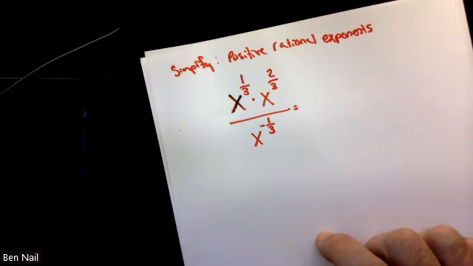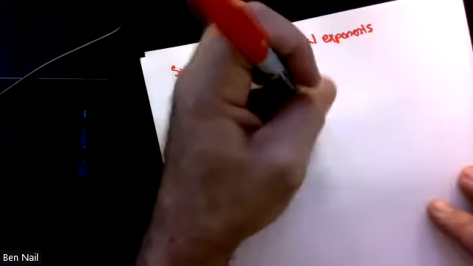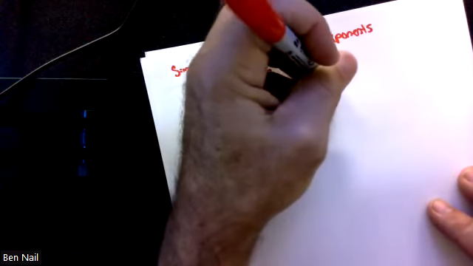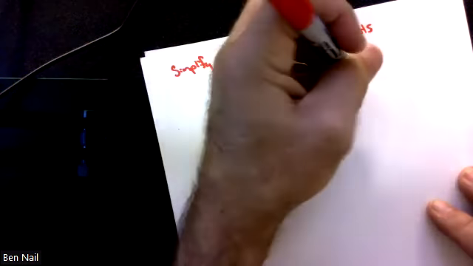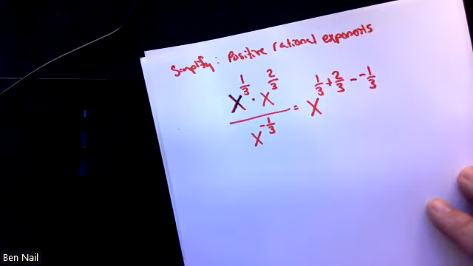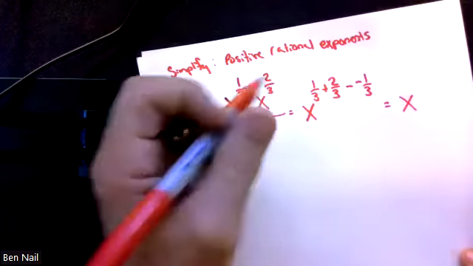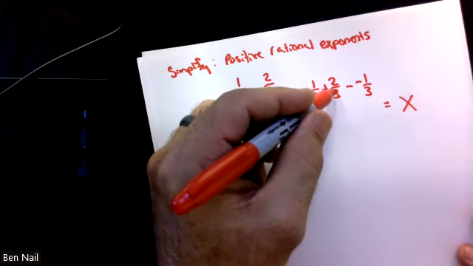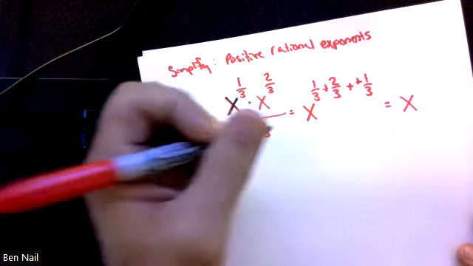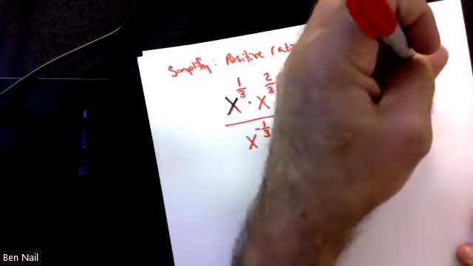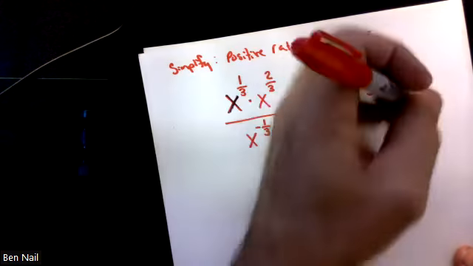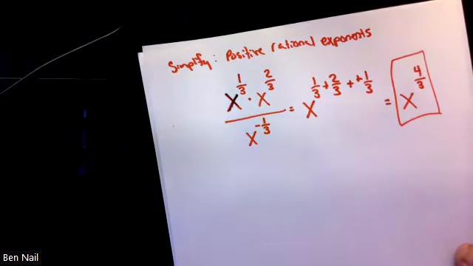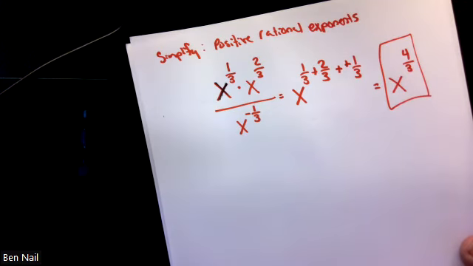So all they're asking you to do is, again, if we're multiplying, we can simply add those exponents together. And then if we're dividing, we can subtract. So this is x to the, so 1/3 plus 2/3 is 3/3. Subtracting a negative is adding. 3/3 plus 1/3 is x to the 4/3 power. So again, if they want positive rational exponents, this is what I'm going to end up with.